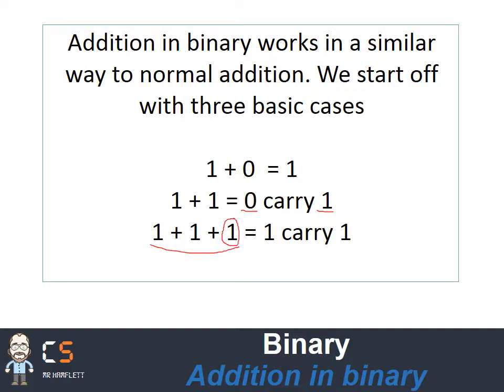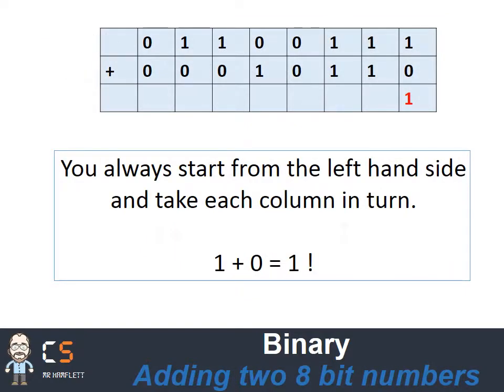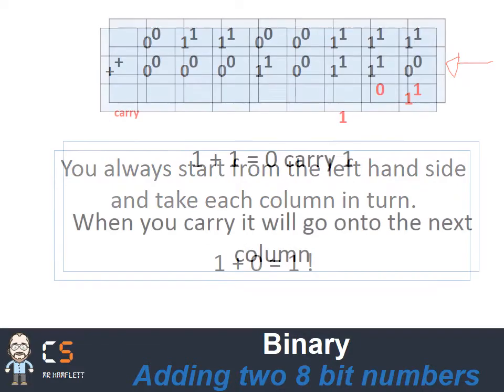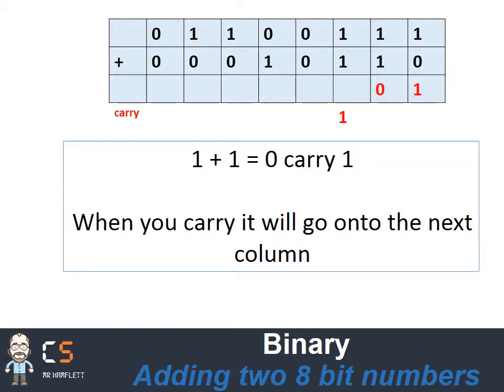And if we've got 3 1s, and that's going to be one of them as a result of a carry, we're going to have 1. So let's have a look at this. So we start like we do in normal addition from the right hand side. So 1 plus 0 is going to be 1, and then we carry. Now in this scenario, we've got 2 1s, so the answer is going to be 0 with a carry 1. Okay, so I'm going to put the carry underneath it.